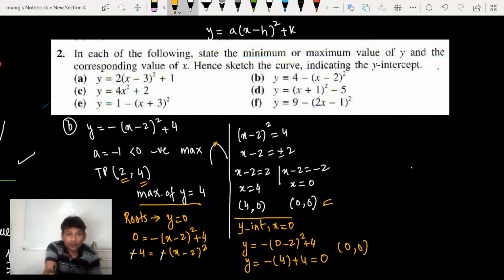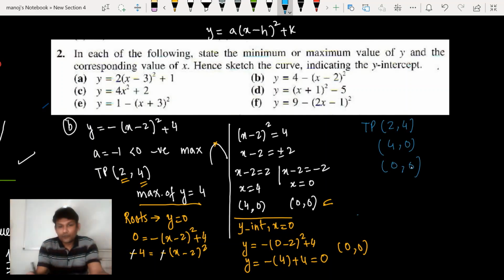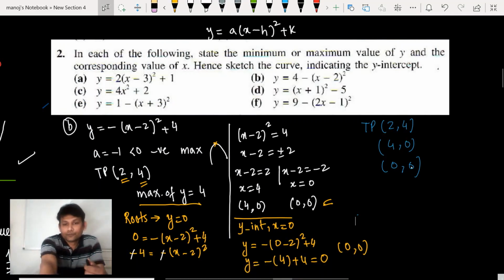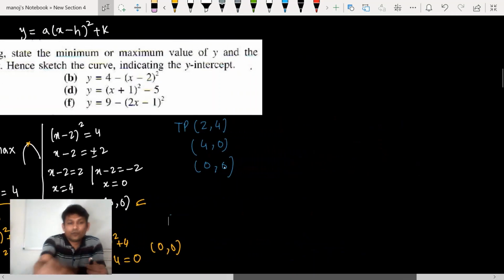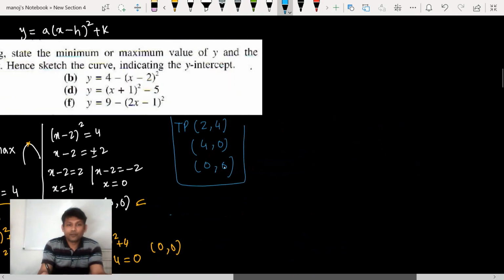Okay, now how many coordinates do we have? First is the turning point. Turning point is (2, 4), then (4, 0) and (0, 0). Now we are doing the sketch. To draw the sketch, now we have these coordinates. Okay, turning point, and we are not having more than these coordinates, and I want to use 3 coordinates to draw the sketch.